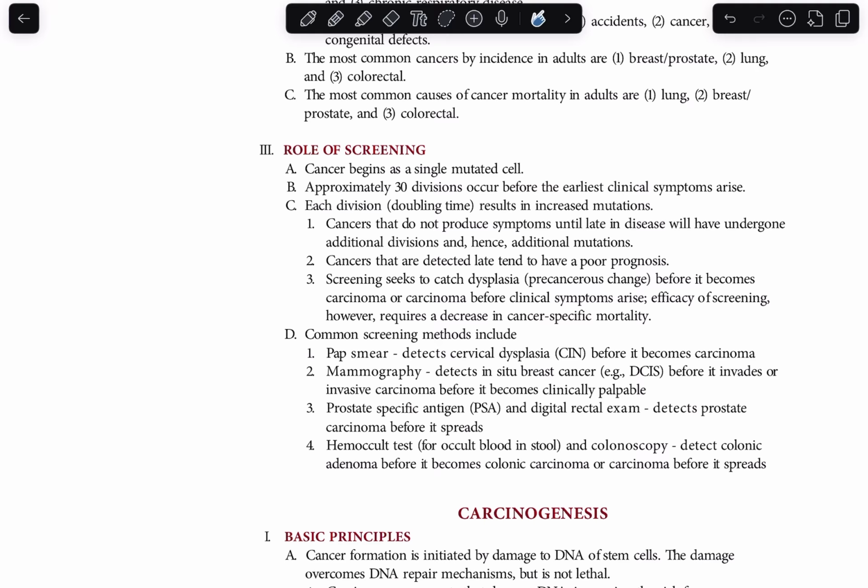Efficacy of screening, however, requires a decrease in cancer-specific mortality. Common screening methods include Pap smear, which detects cervical dysplasia, or CIN, before it becomes carcinoma. Mammography detects in situ breast cancer, or DCIS, before it invades, or invasive carcinoma before it becomes clinically palpable. Prostate-specific antigen, or PSA, and digital rectal exam detect prostate carcinoma before it spreads. Hemoccult test for occult blood in stool, and colonoscopy, detect colonic adenoma before it becomes colonic carcinoma, or carcinoma before it spreads.